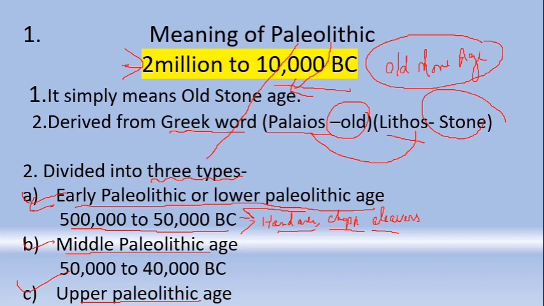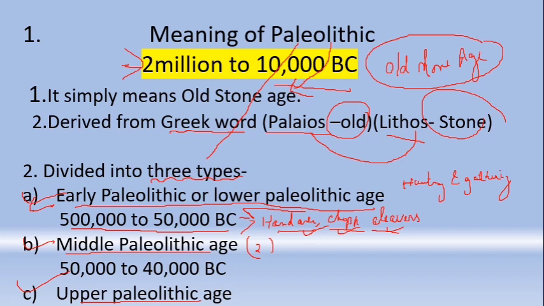Now why were they using these tools? Because their livelihood mostly depended on hunting and gathering. So due to these reasons, they needed tools in order to kill, to hunt, and to chop. So they were using these tools made from stone: the hand axe, choppers and the cleavers. This is the first characteristic.